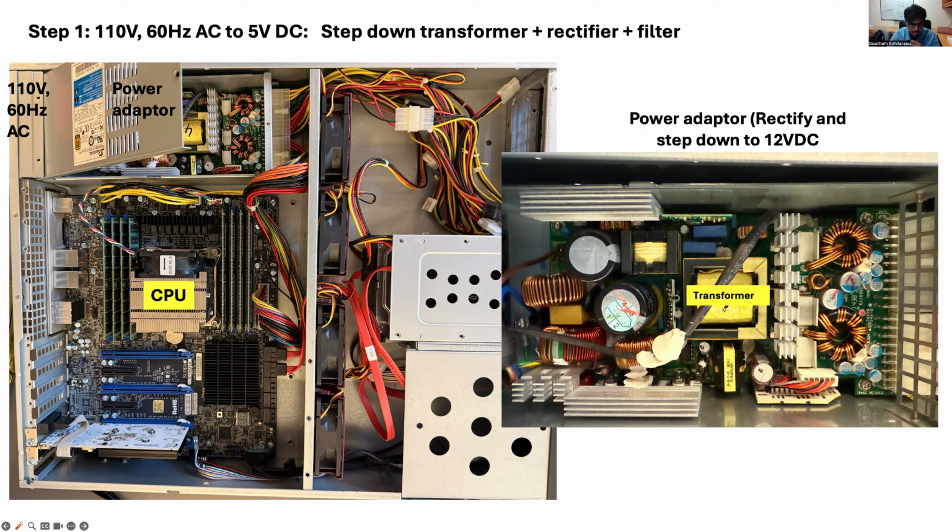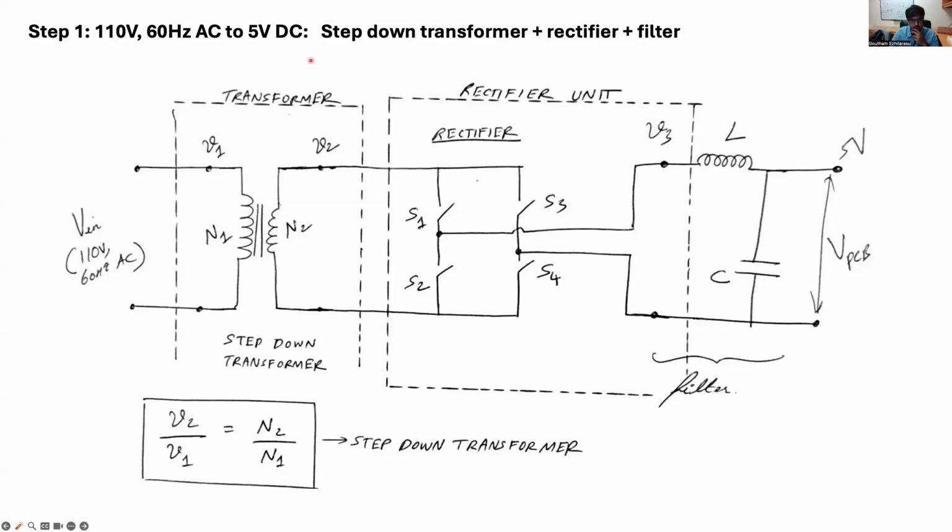So let's see how this works. If you look at a typical power adapter, it consists of basically a transformer, and then a rectifier unit, and then a filter. The transformer, as you know, is a magnetic element, and it only works when there's an AC current, because the transformer is based on Faraday's law of induction, and therefore you need a time-varying magnetic field for the transformer to convert voltage from one value to the other.